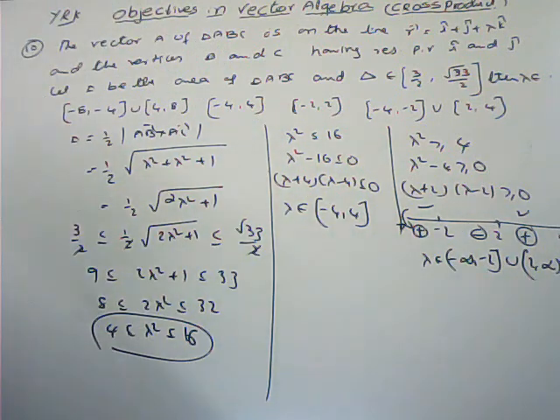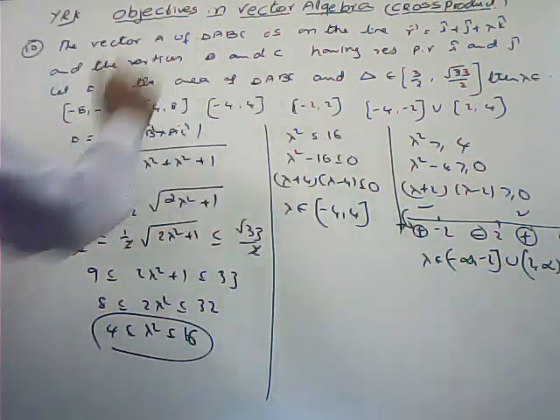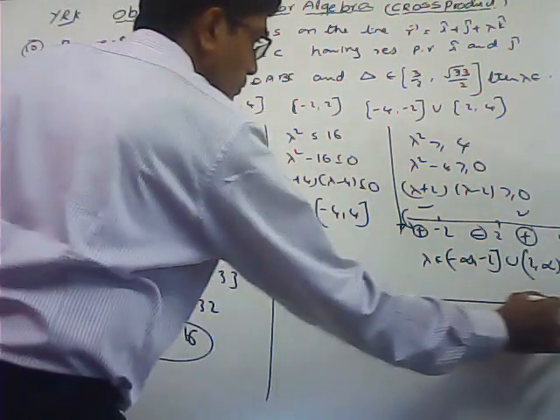Now, what is the meaning of this? All these satisfy this inequality, and all these satisfy this inequality. What are the common values satisfying both the inequalities?